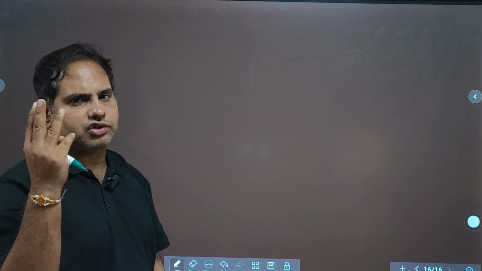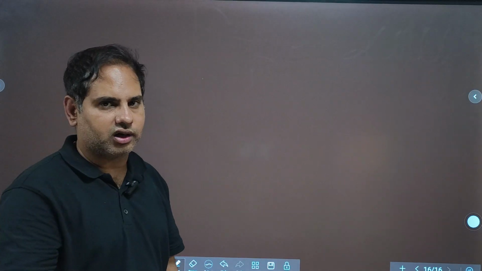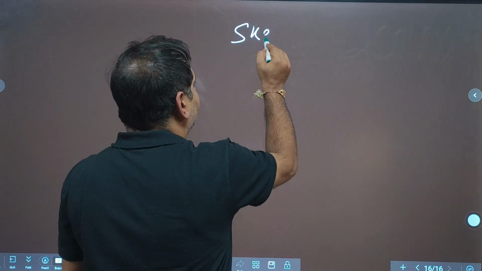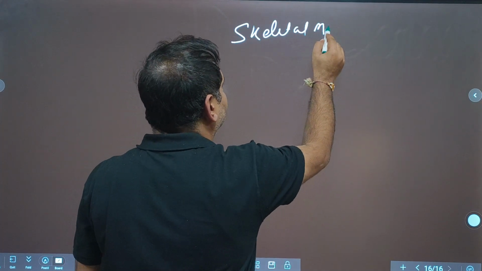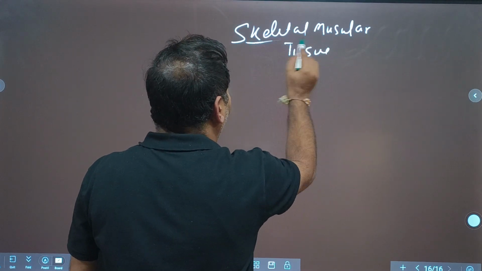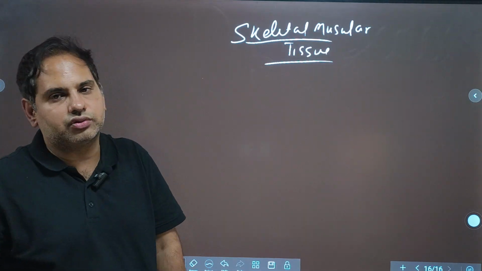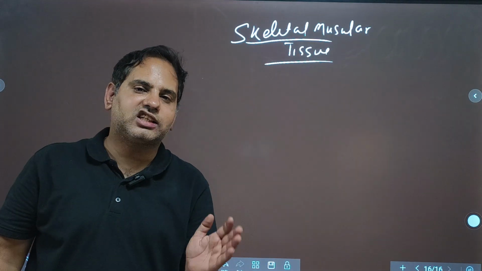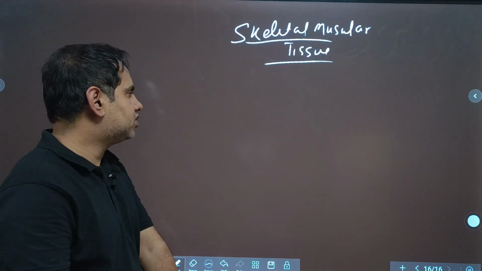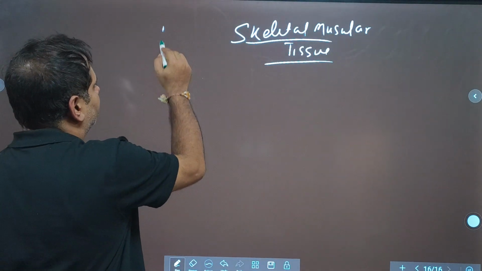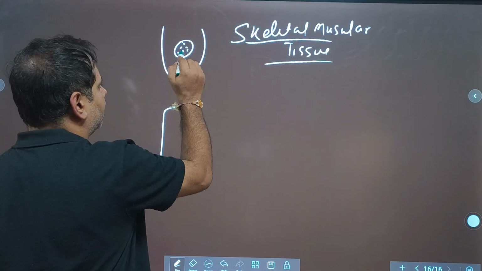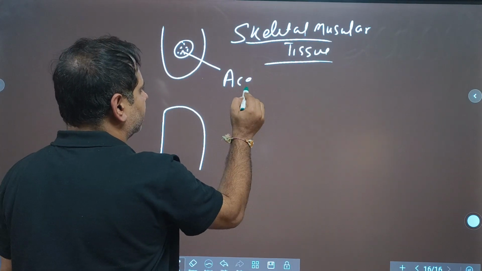But again, one muscular tissue is still left, that is your skeletal muscular tissue. So their contraction is different. The skeletal muscular tissue contraction mechanism is different as compared to cardiac and smooth muscular tissue contractions. So skeletal muscles contract under the influence of your parasympathetic system, and the neurotransmitter is acetylcholine.